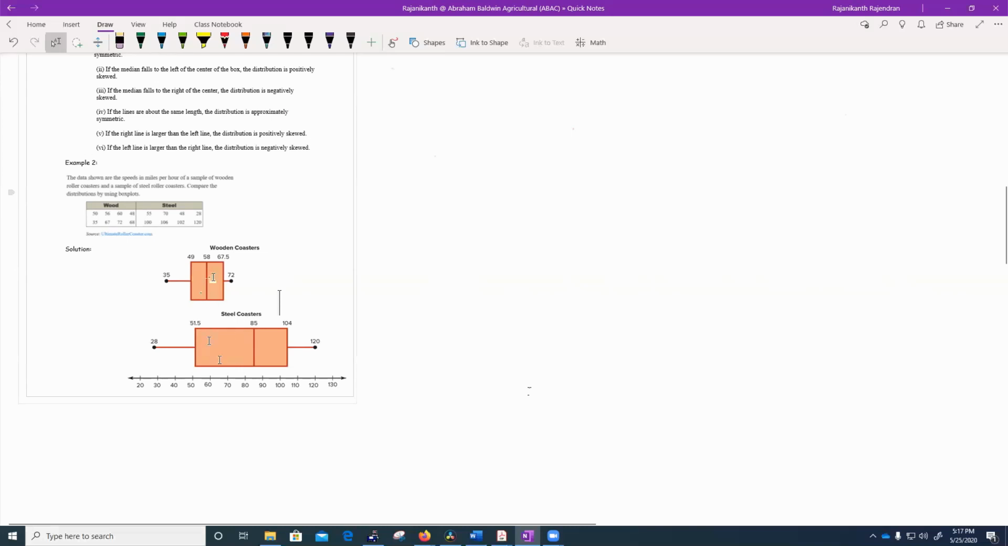Okay, so I'm going to show you how to draw more than one box plot in the same grid, in the same display. Remember, you need to have two data sets. So I'm going to enter my first data set, that is the data set for the wood, into L1. Then the data set for steel, I'm going to enter into L2. So let's see whether we are getting this same picture.